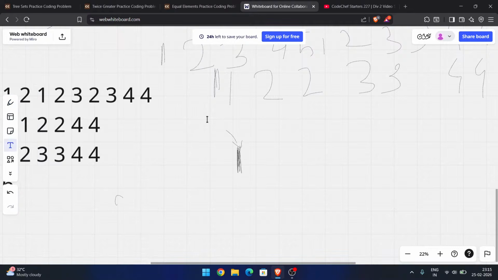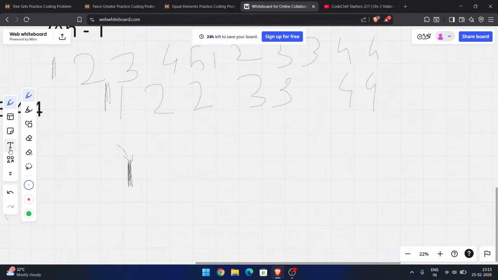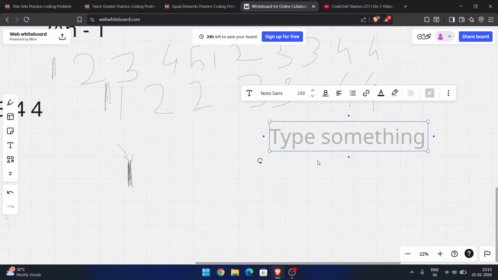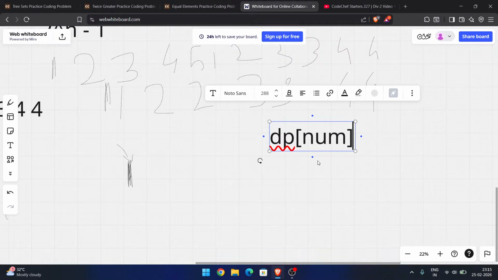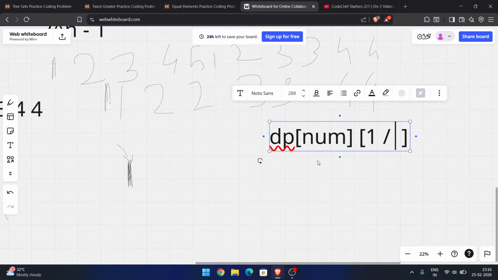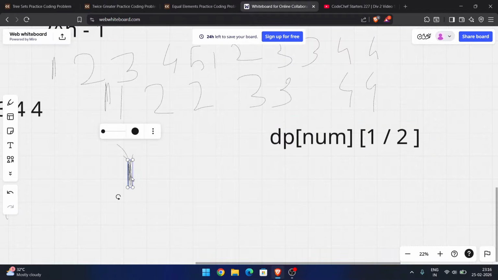By the way, I solved this by DP. Okay, so let's consider two conditions. One is the number, and the second is whether this number was first or second. What I mean by that is, suppose we are at this one.